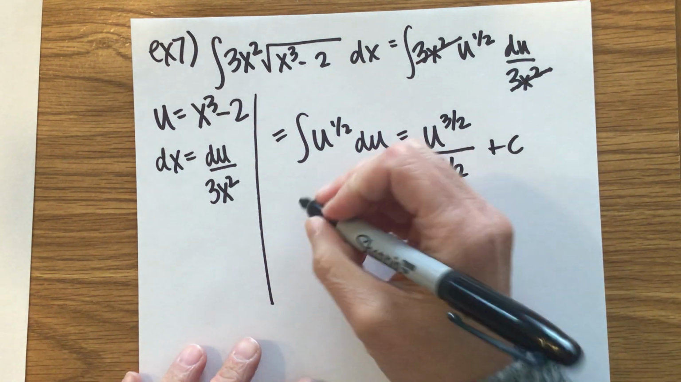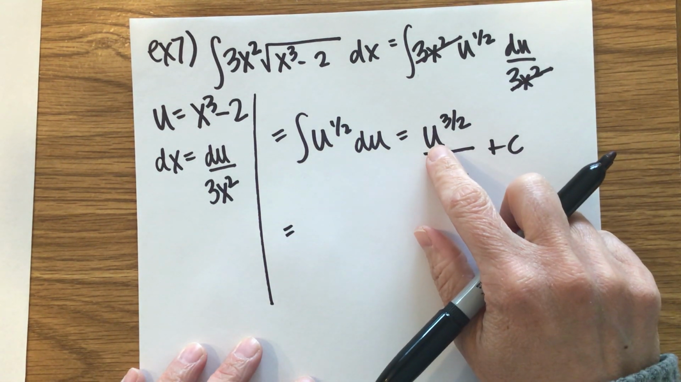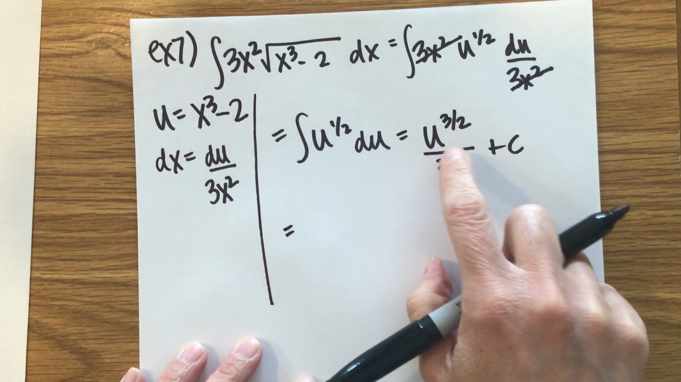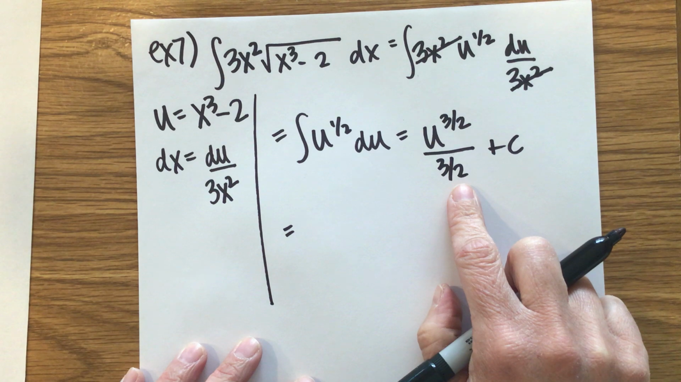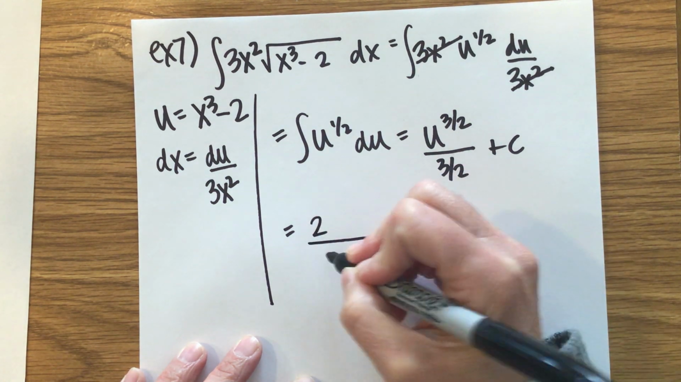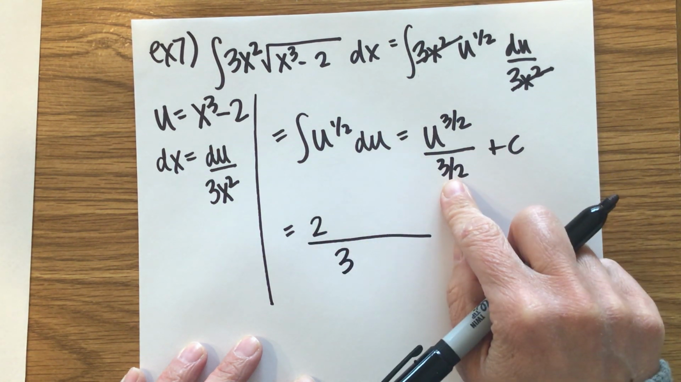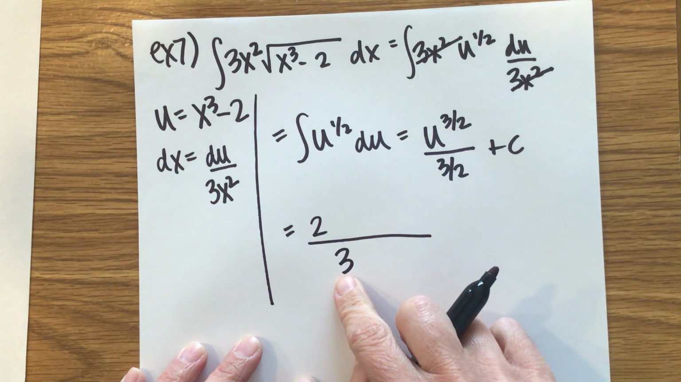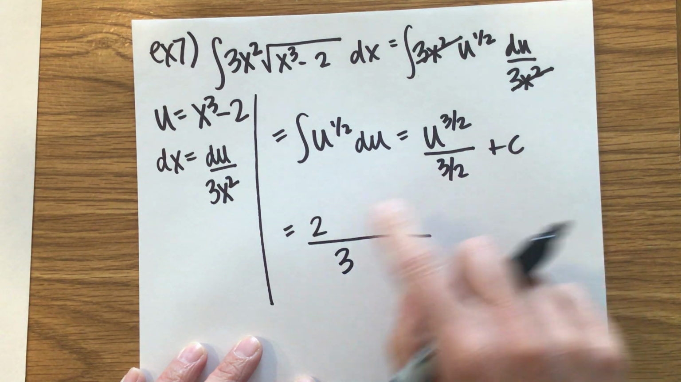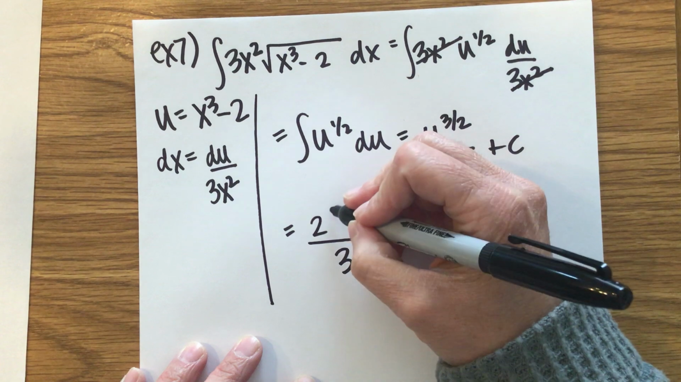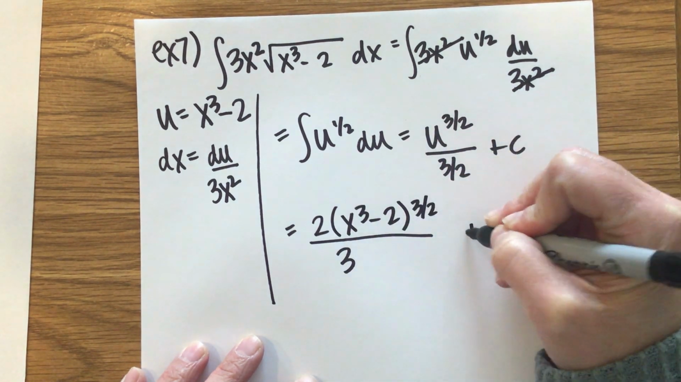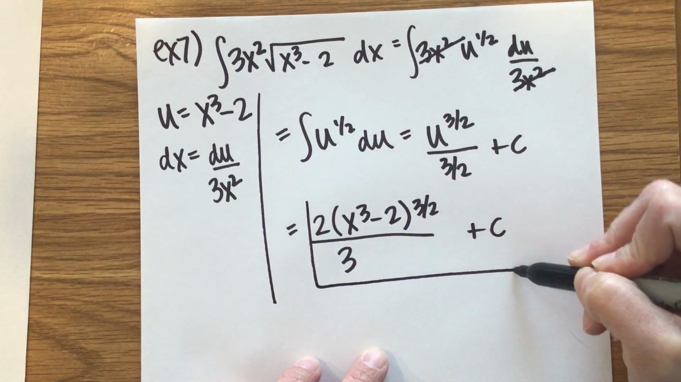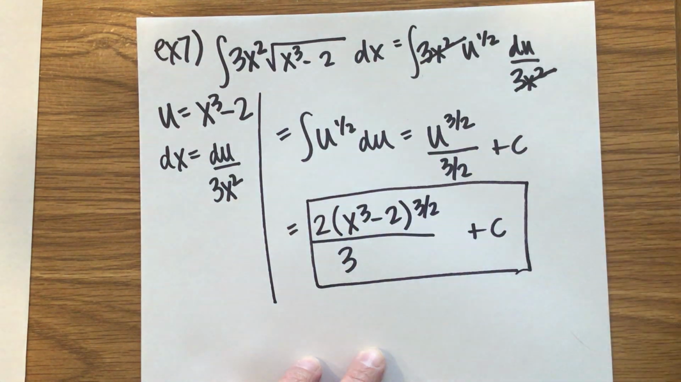I'm going to do a couple things at once here. I am going to unsubstitute, so x cubed minus 2 is going to go in here, and instead of dividing by 3 halves, I'm going to multiply by 2/3. So that's my divide by 3 halves, multiply by 2/3, and then I'll unsubstitute. And that would be my final answer.